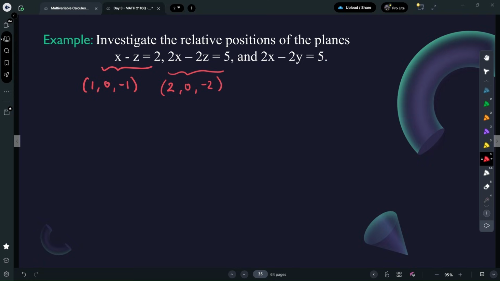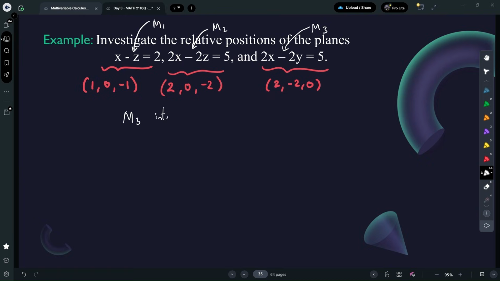So let's see what the vector for the last one is. The last one has vector 2, minus 2, 0, which is not parallel to this one or that one. So let's call these planes M1, M2, and M3. Then M3 is not parallel to M1 or M2, so it intersects M1 and M2. And what about M1 and M2? M1 and M2 would be parallel if they don't have points in common.